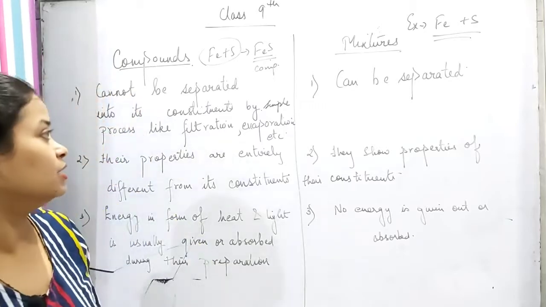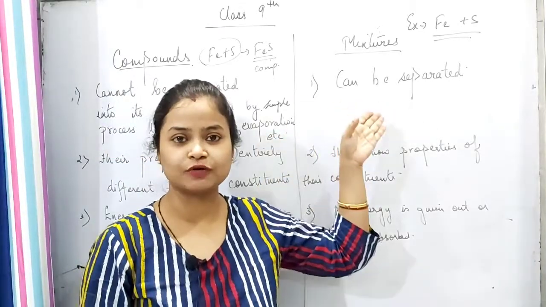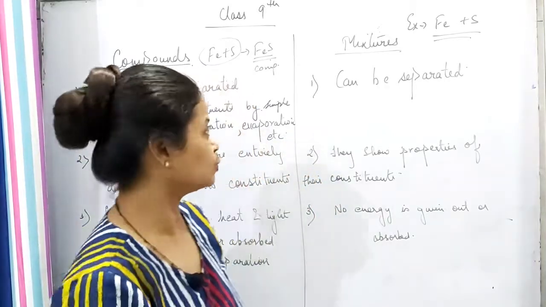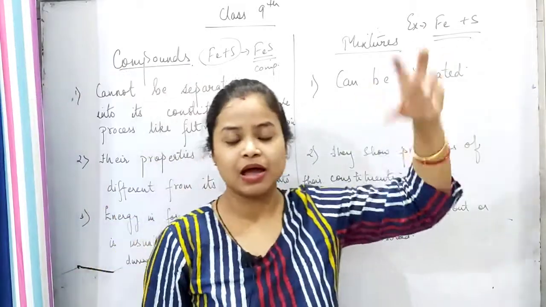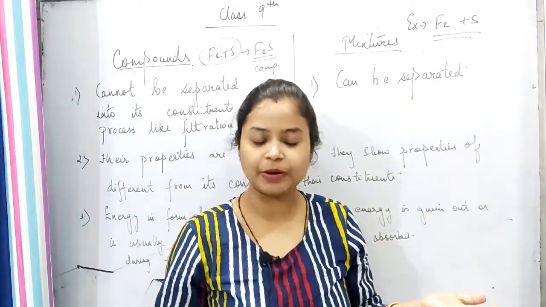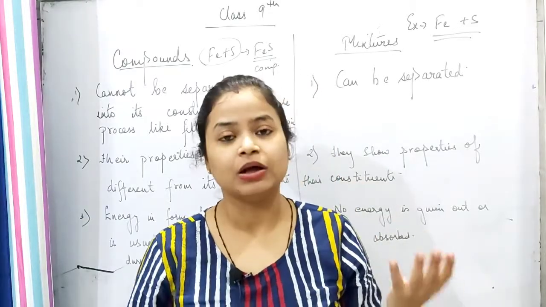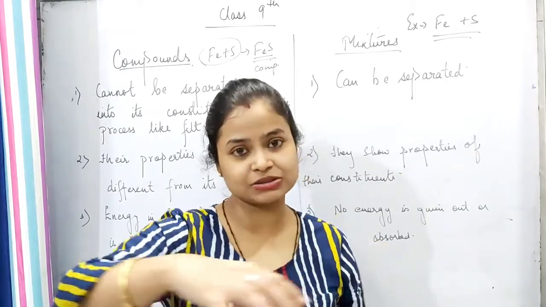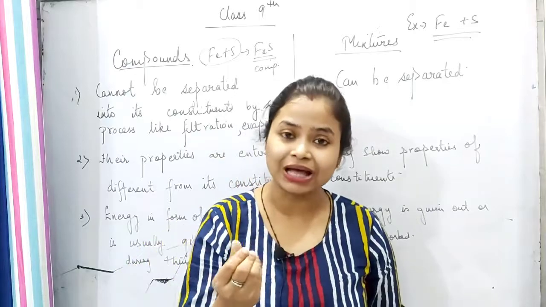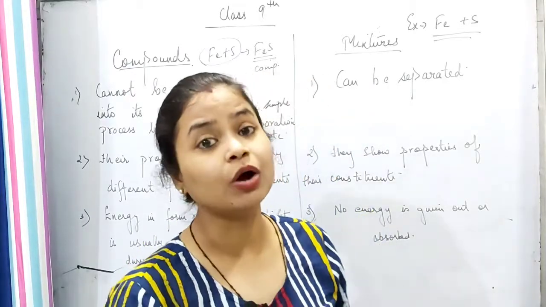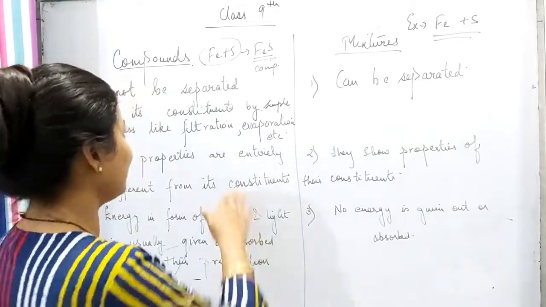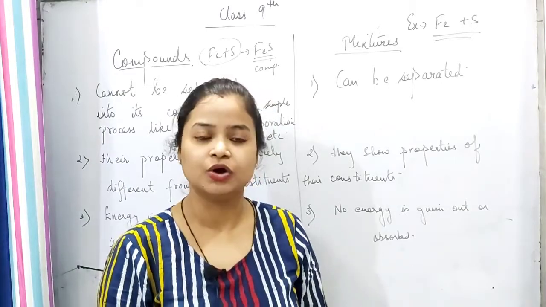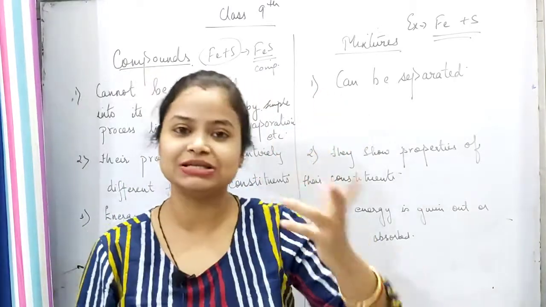But in the case of mixtures, just the opposite of compounds, they can be separated by simple processes. Like the same Fe plus sulfur powder. We have sulfur powder in a container, and in that I have sprinkled iron filings. If I pass a magnet over it, what will happen? All the iron filings will be attracted to this magnet, and only the sulfur powder will remain behind in the container. So mixtures you can easily separate.